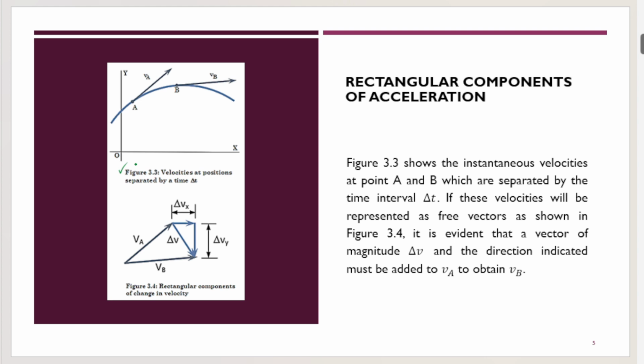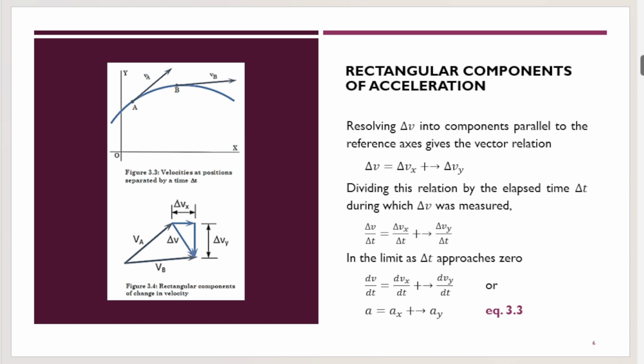If these velocities are represented as free vectors as shown, we are pertaining to rectangular components, as you could see here. So it is evident that the vector of magnitude delta V and the direction indicated must be added to V sub A and V sub B. With that component, we could have this equation.